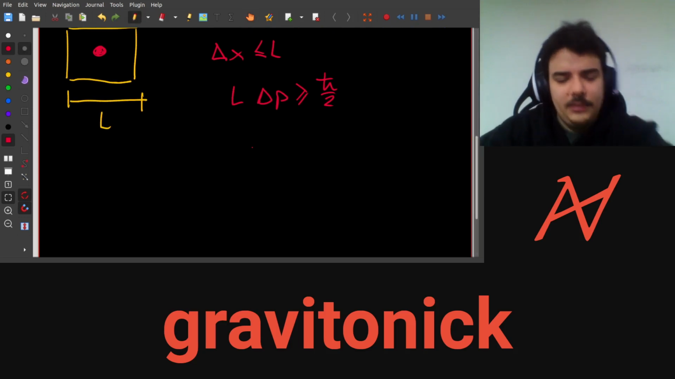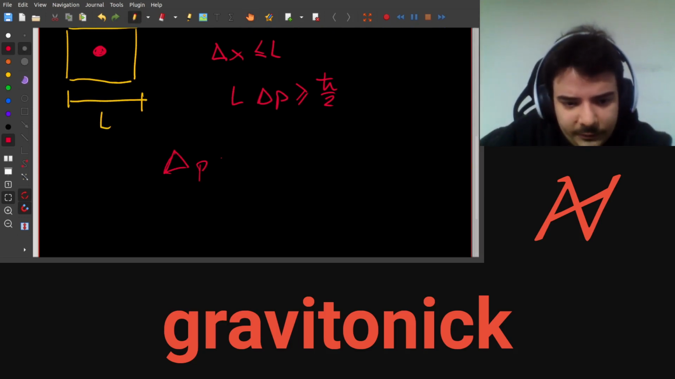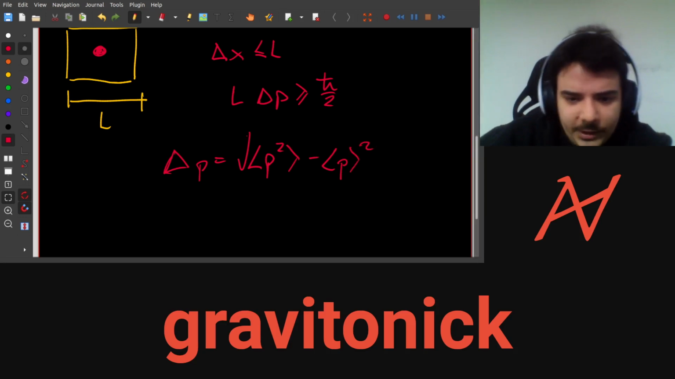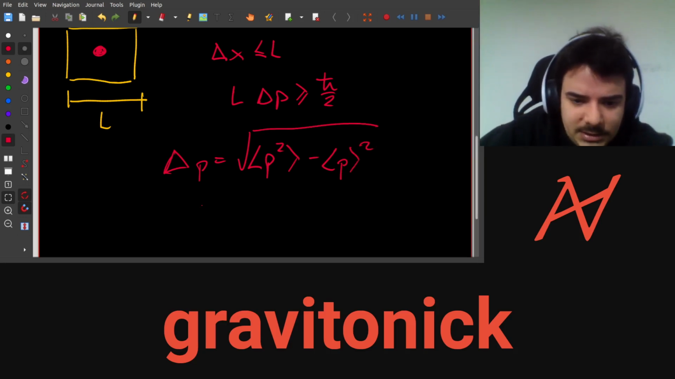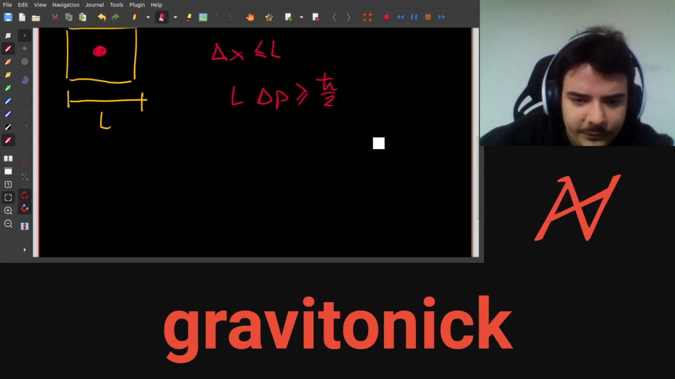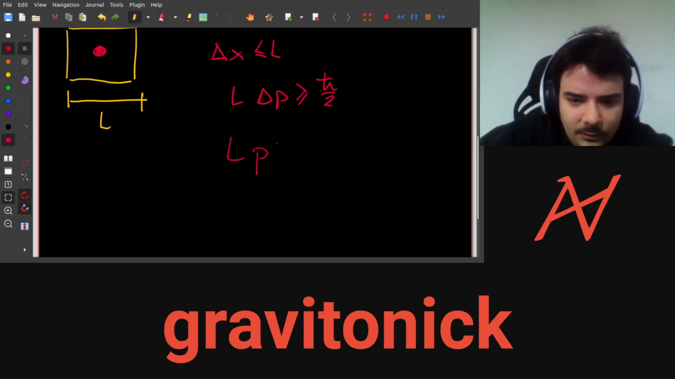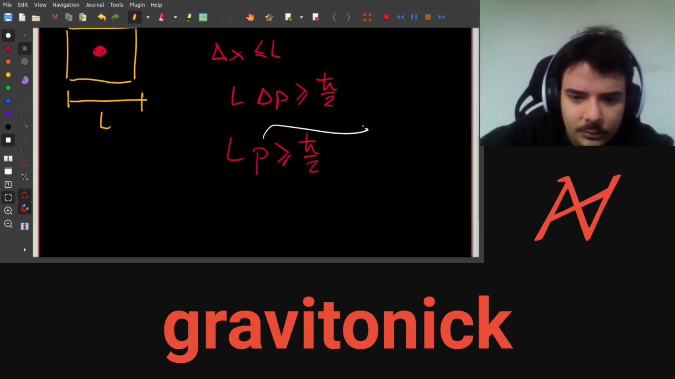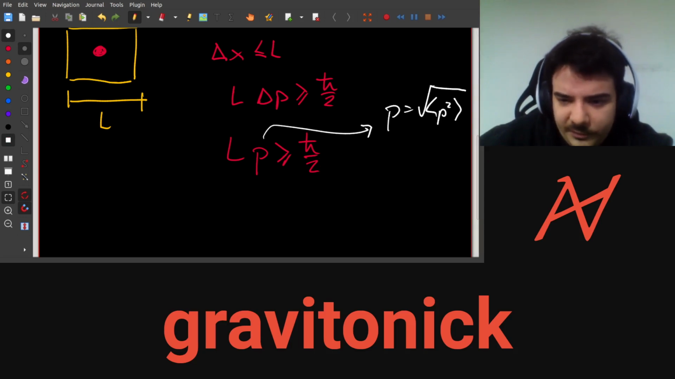Now, as a silly form of calculation, let me remind you that delta p is actually defined as the square root of the expectation value of p squared minus the expectation value of p, squared, and hence we can get here that p squared is about larger than or equal to delta p squared. Therefore, using this result, we are going to simply write straightforwardly that Lp is greater than h bar over 2, where this p is understood as being the square root of the expectation value of p squared.